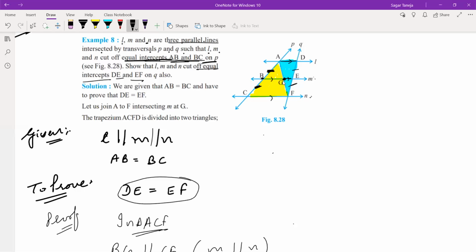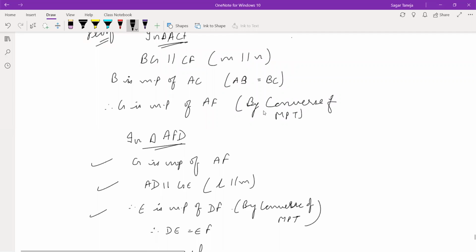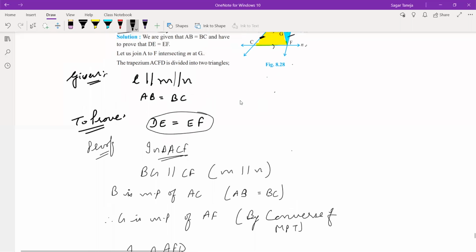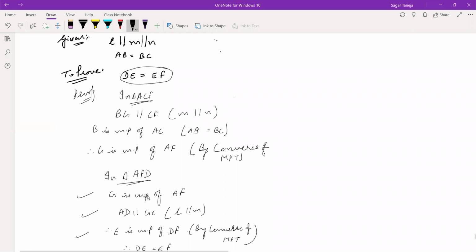Now come to this triangle. If G is the midpoint of this and GE is parallel to AD, then E is also the midpoint of FD by converse of midpoint. So it is proved. It is very easy. And the same type of question we have done in the exercise also. That was question number 4. Trapezium is made here, A, D, F, C. It is just like question number 4. If you see the proving part, it is also like this.